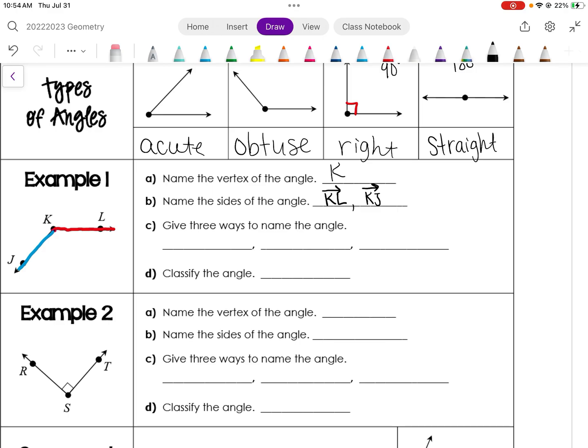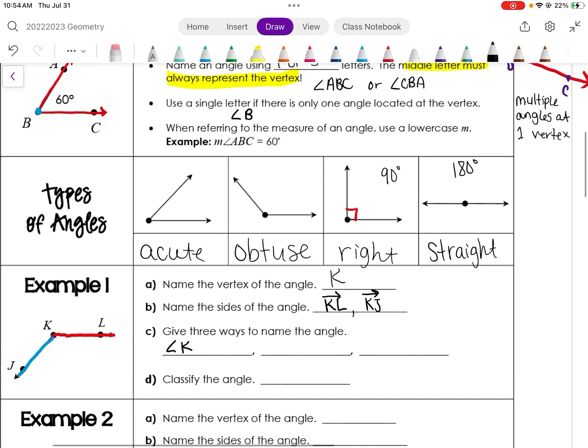All right, one way to name the angle, since there's only one angle in the picture, I could just name it angle K, because that's my vertex. Notice I'm using the angle symbol. I don't think I mentioned that up above. I really should have. When you're naming an angle, you use this symbol. I just assumed y'all knew what I was talking about. That symbol just means angle, and it looks just like an angle.